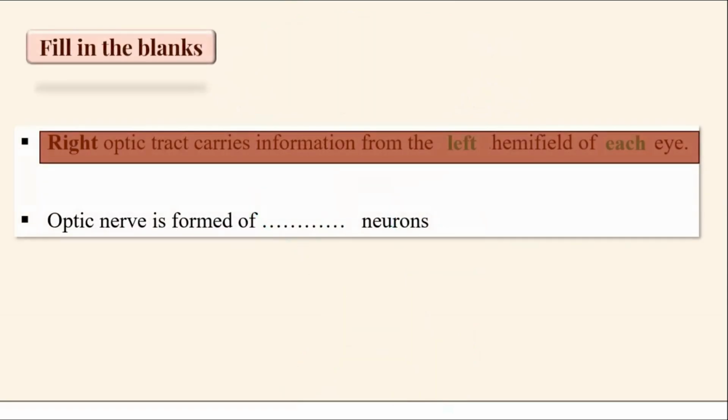So the second line here: the optic nerve is formed of blank neurons. You can write in the chat. Again, this is a warm-up activity, and we haven't started the class yet. The optic nerve, which is cranial nerve number what? Yeah, it's cranial nerve number 2. Excellent. So the optic nerve, which is cranial nerve number 2, is formed of blank neurons. What is the missing word here?